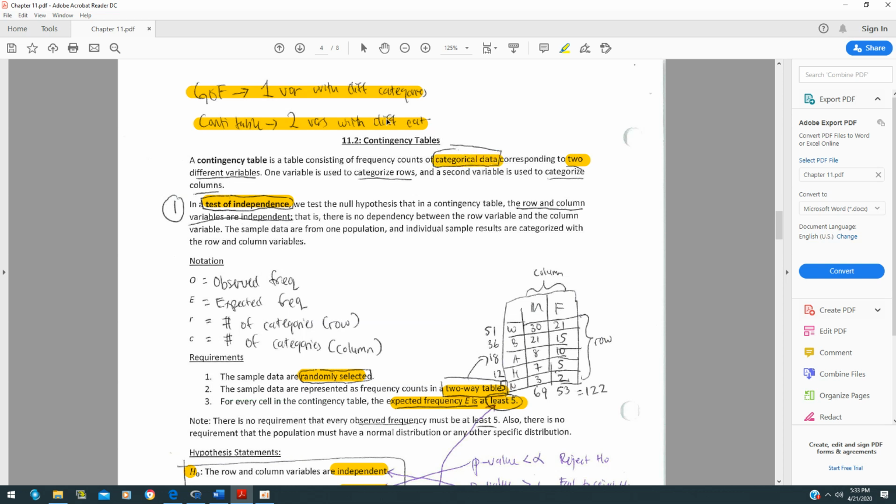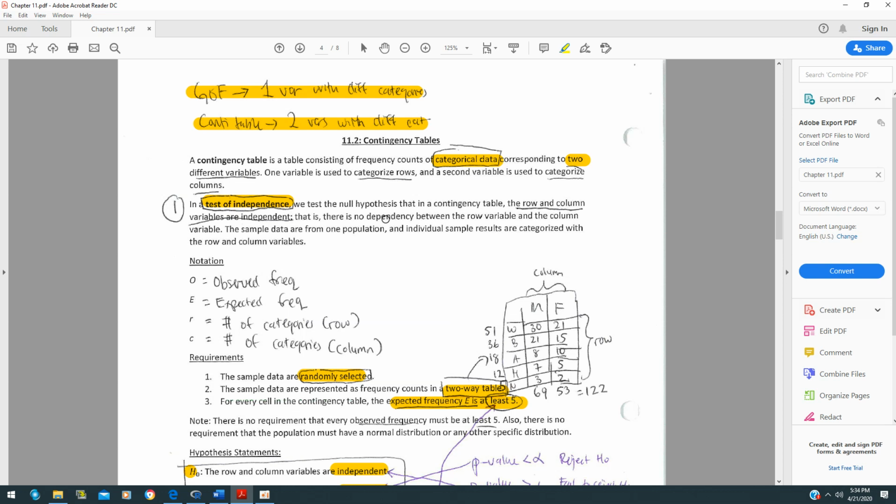So the goodness of fit test is only for one categorical variable. Contingency tables are for two categorical variables. In the contingency table, we are still using chi-square, the same as the goodness of fit test. But in this case, we have two types of tests. One is called the test of independence, and the other is called the test of homogeneity.